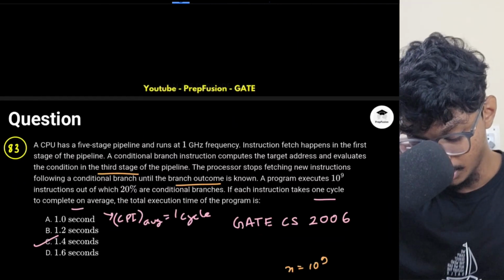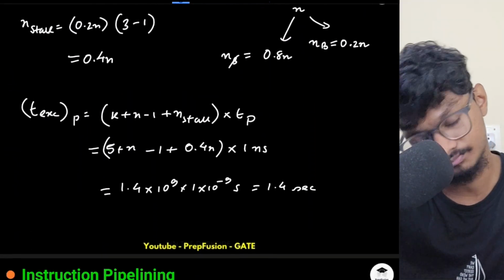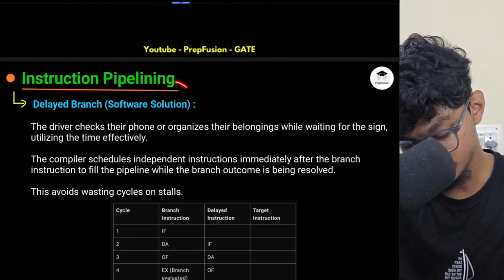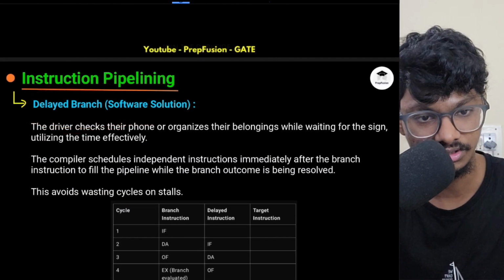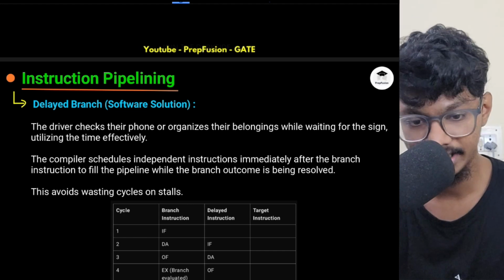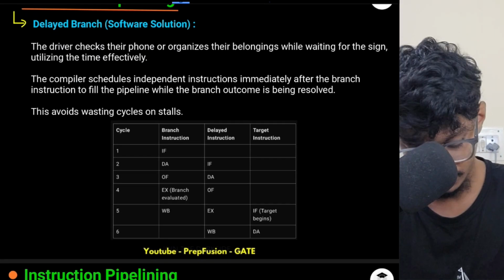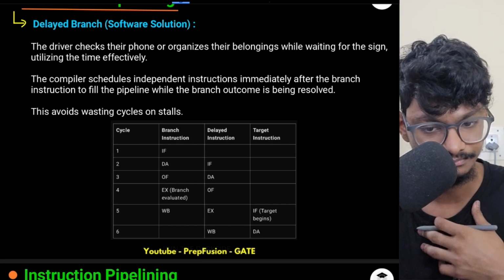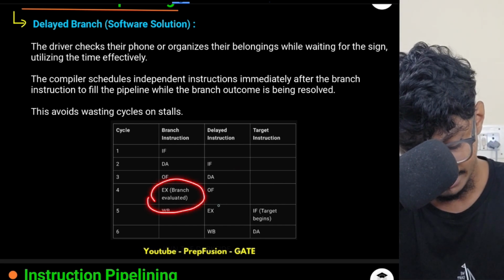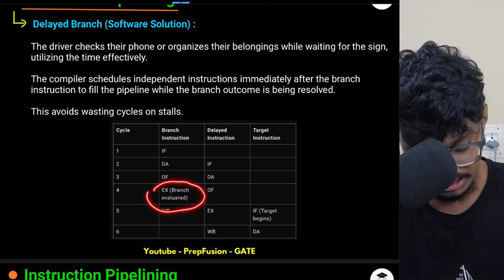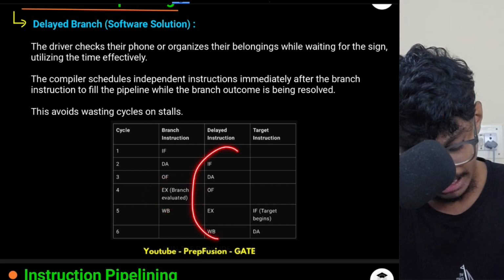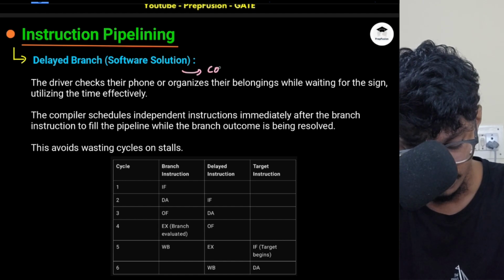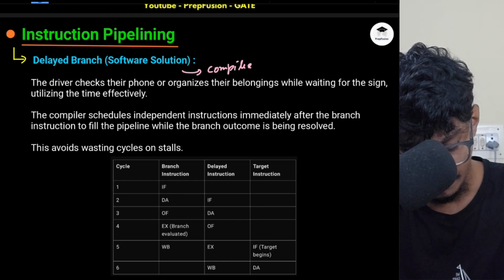So obviously, what are the solutions to these branch hazards or control hazards? Basically, we use delayed branch. We have the software solution. Basically, the compiler detects it is a branch instruction, so we introduce stall cycles, which we have already learned. So our next instruction will be fetched only after this branch is evaluated. Our compiler does this. That's why it is known as a software solution.